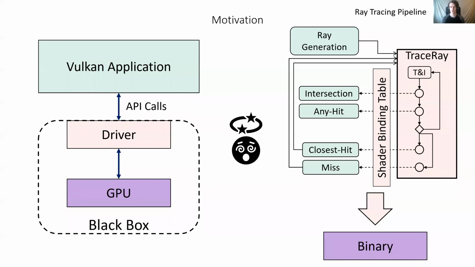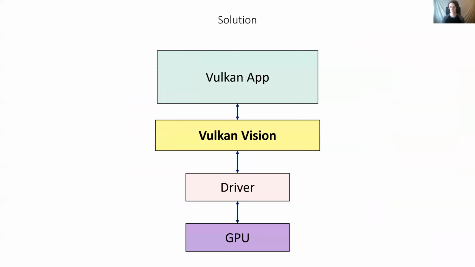So overall, the motivation here is that the ray tracing pipeline is very difficult to reason about. So our solution is to insert Vulkan Vision as a validation layer right above the black box and perform shader instrumentation to view into it.